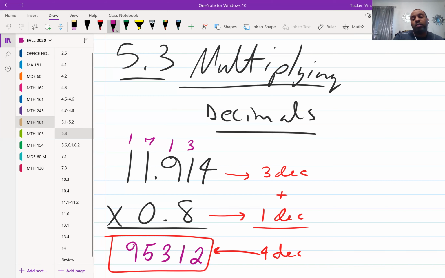All right, so you take your number and multiply it to the number, then add it to whatever's sitting over top. So now, as far as where the decimal goes, that's what I did over here. You recognize that there are 3 decimal places in the top number, 1 decimal place in the bottom number. Add them together, and that lets you know how many decimal places should be in your final answer. So it should be 4 decimal places. So it's 9.5312.